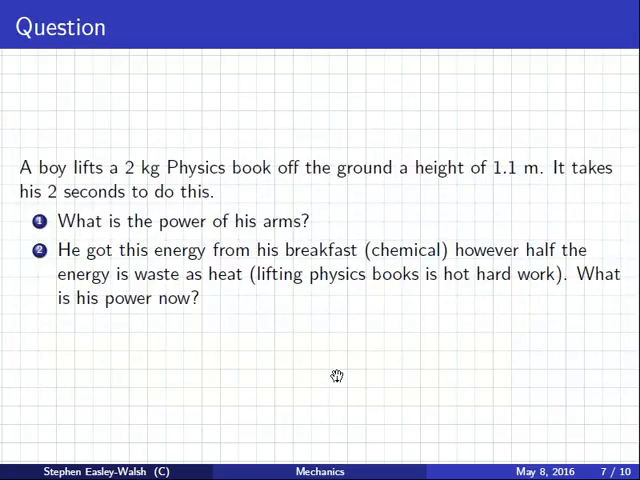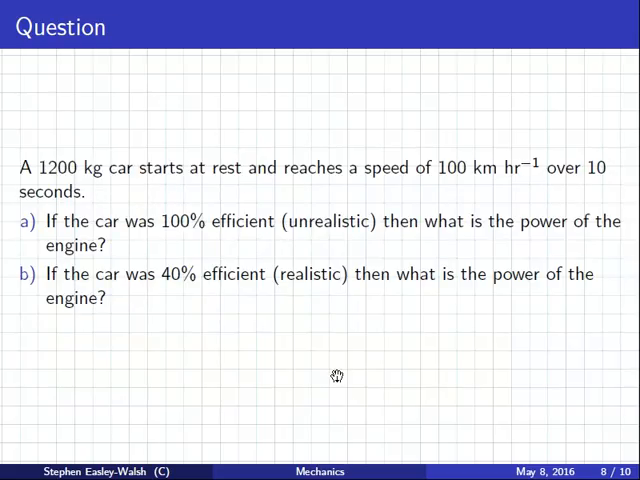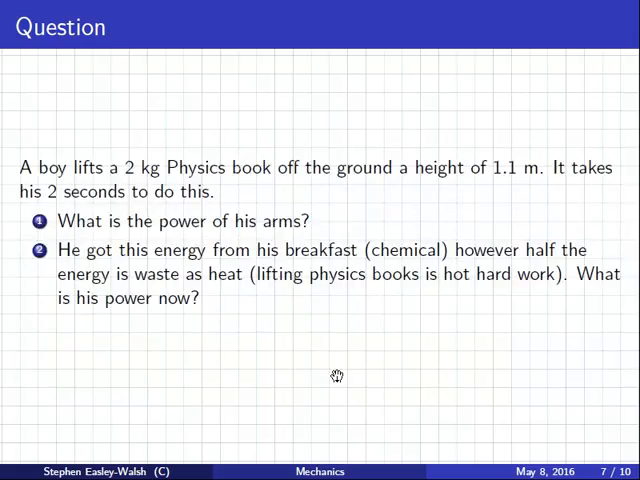So we have a couple of questions. A boy lifts a 2 kilogram physics book off the ground, a height of 1.1 meters. It takes him 2 seconds to do this. Okay, I want you to try this. I think you can do this. I want you to calculate his power. So try this question. See if you can do it.